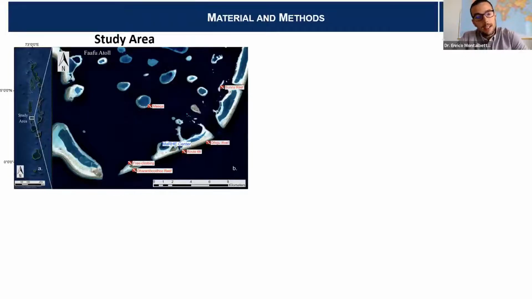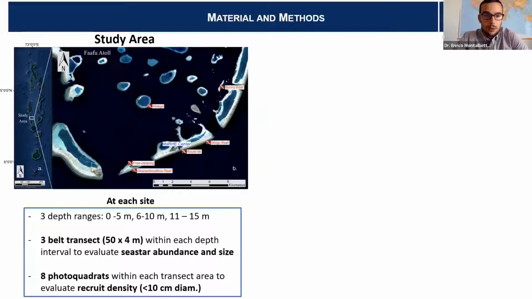In particular, the investigated area corresponded roughly to the southwest region of Faafu Atoll, where 6 sites were chosen on the basis of logistic necessities. We divided each site into 3 depth ranges, and within each depth range, 3 belt transects were randomly placed to evaluate seastar abundance and density. At this stage, seastar dimensions were also noted, and within each transect area, a minimum of 8 photoquadrats was analyzed to evaluate coral recruit density, thus the density of those corals smaller than 10 centimeters in diameter.